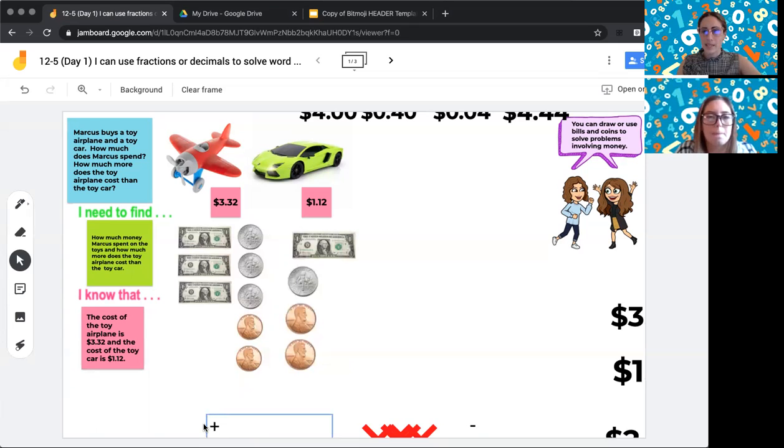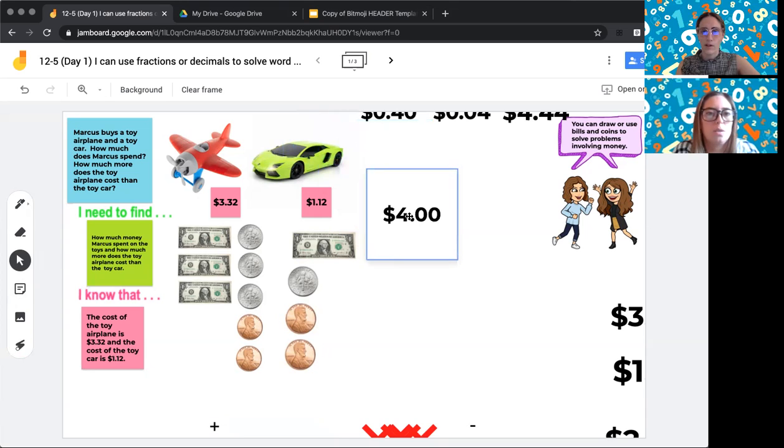So I'm seeing that our Bitmojis are telling us that you can draw or use bills and coins to solve problems involving money. So why don't we try this with this example? Great. So let's start by counting the dollar bills first, the largest amount that we have. 1, 2, 3, 4. So I have $4.